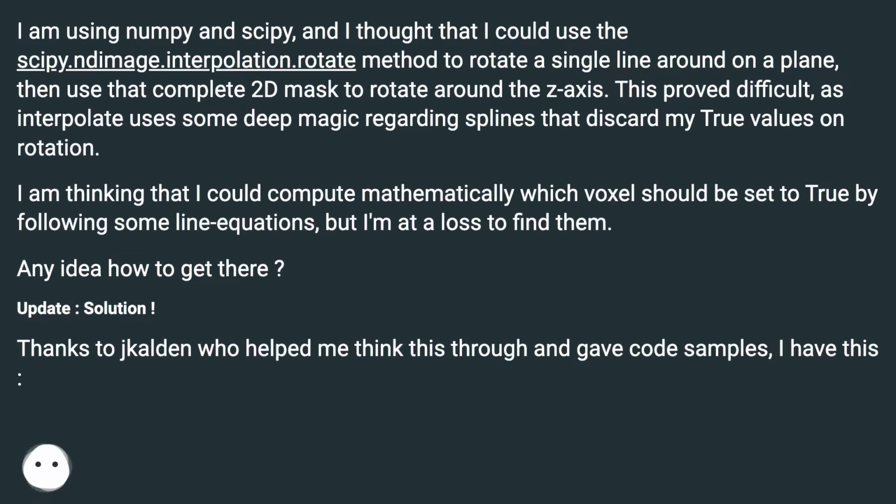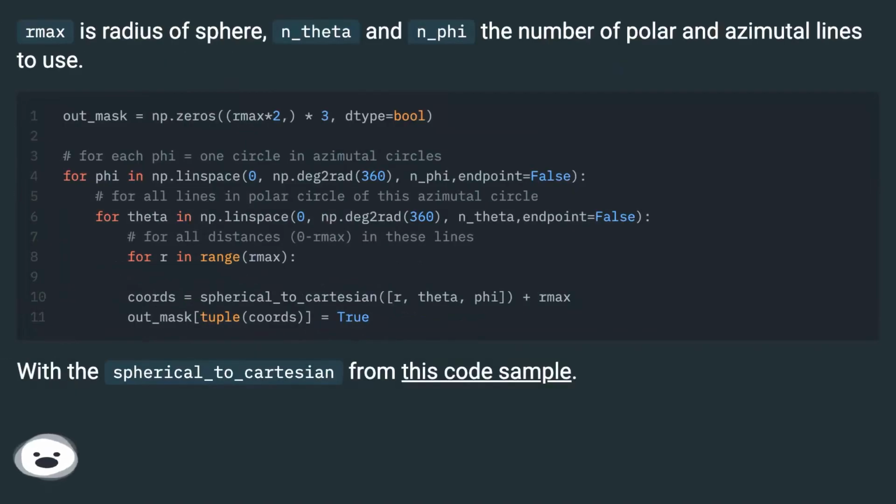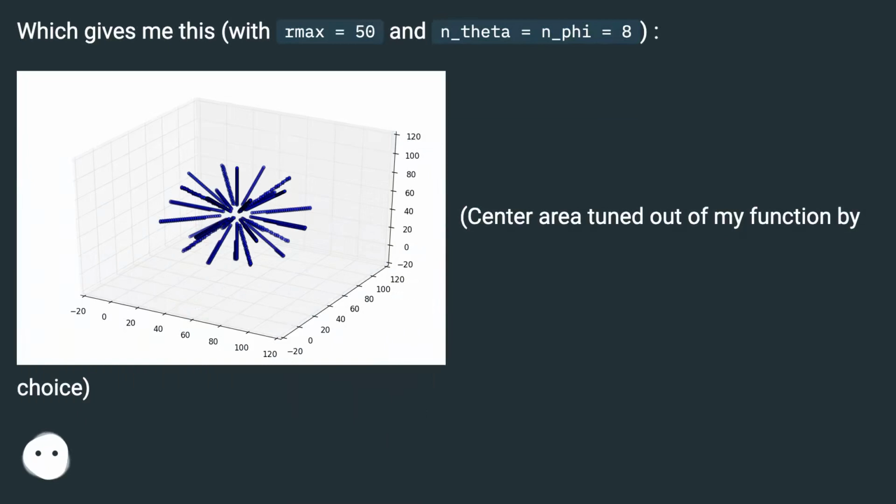Update, solution. Thanks to Scald who helped me think this through and gave code samples, I have this. Max is the radius of the sphere, n_theta and n_phi the number of polar and azimuthal lines to use. With the spherical_to_Cartesian from this code sample, which gives me this, with max equals 50 and n_theta equals n_phi equals 8. Centered area turned out of my function by choice.